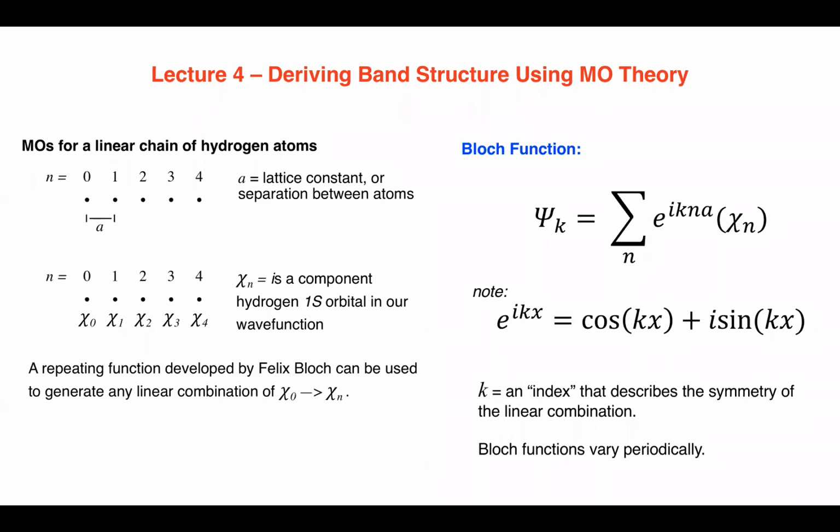The distance between the atoms that are making up our material is this value a. It's going to be our unit cell. It's the spacing here between a linear chain of hydrogen atoms, which we're using as our first wave functions. So you can get different wave functions using this Bloch equation by changing this parameter k. n is the atom number. Now, we said e to the ikx is actually this cosine and sine function. This is a periodic function.